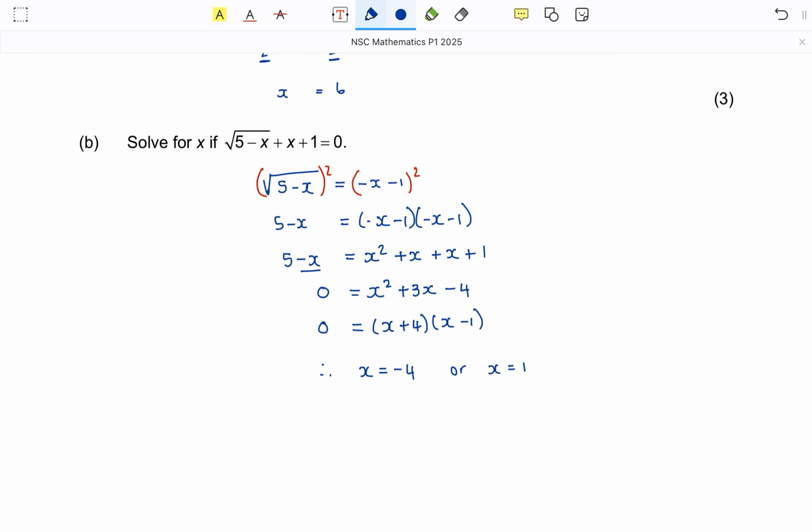Now, before we are done with this question, you do need to go and sub these values of x back into the equation. So you're going to sub it in there and check if it gives you 0. And then you're also going to take the -4 and you're going to sub it into x to check if it gives you 0. So I've checked this on the calculator already, and the 1 does not work, or you can write there not applicable.